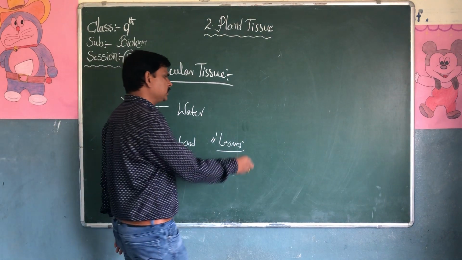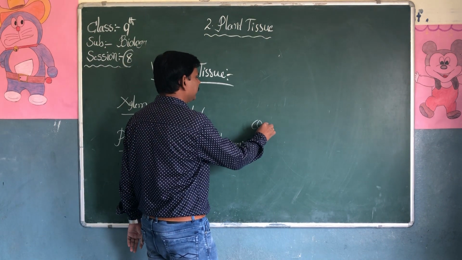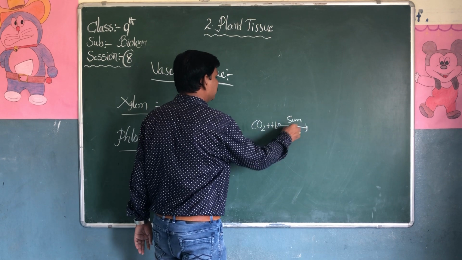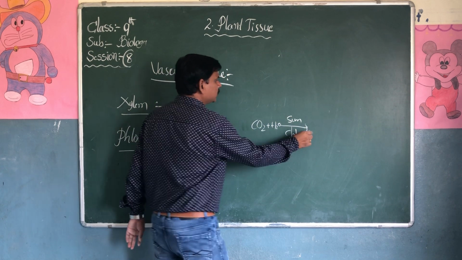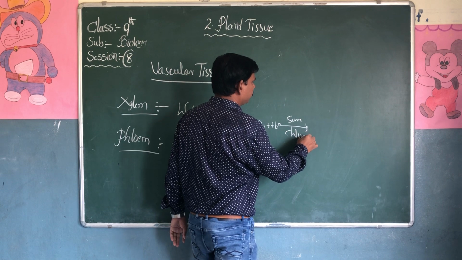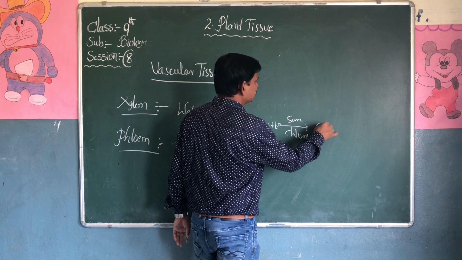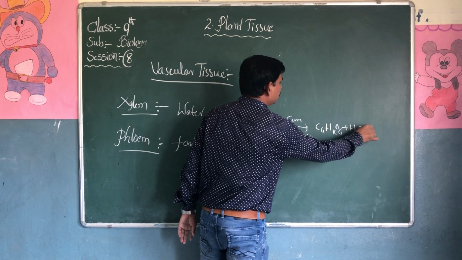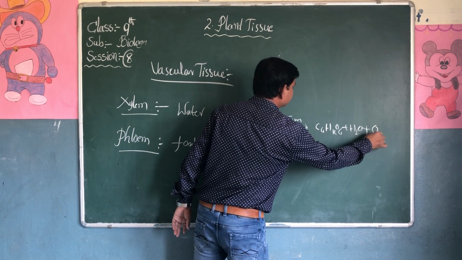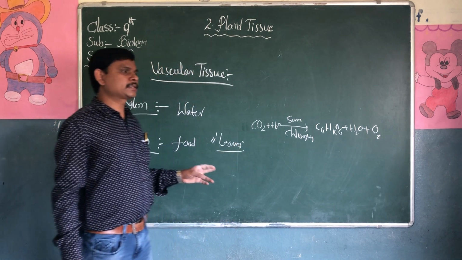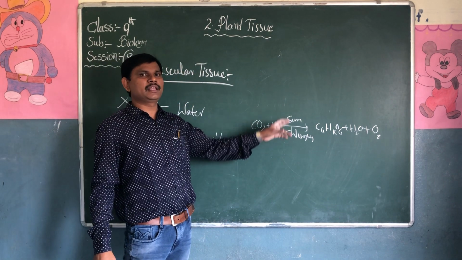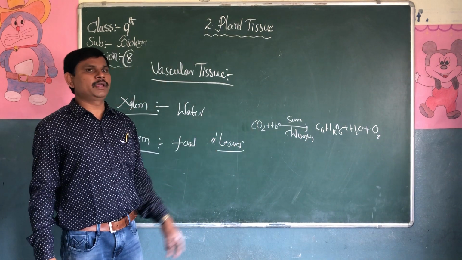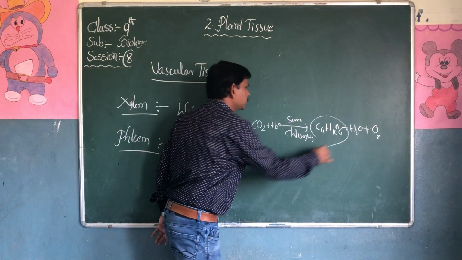What is photosynthesis? Plants take carbon dioxide and water in the presence of sunlight. In chlorophyll, they prepare glucose, C6H12O6, water and oxygen. Plants take carbon dioxide and water in the presence of sunlight and chlorophyll. In the chlorophyll, they prepare food materials like glucose.